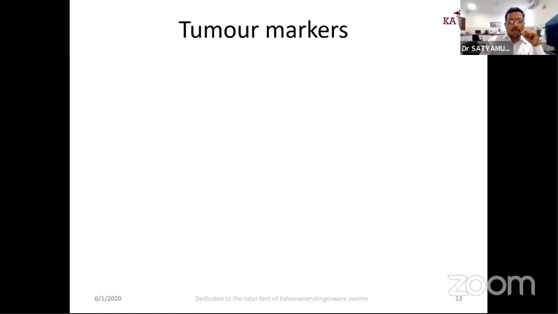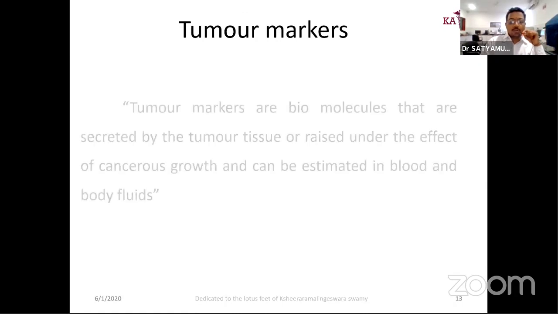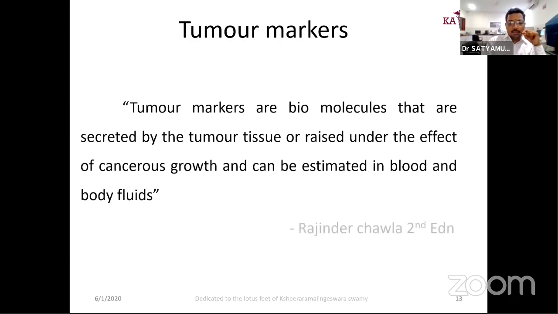Now coming to the tumor markers. So what is a tumor marker? I have searched for different books, but I didn't get a good definition. And this definition from Rajan Chawla second edition is the easiest definition possible. These are the biomolecules secreted by the tumor tissue or raised under the effect of a tumor or cancer growth and can be estimated in blood and body fluids. This is the best definition I can have.